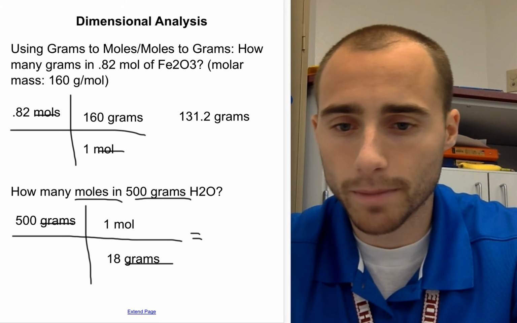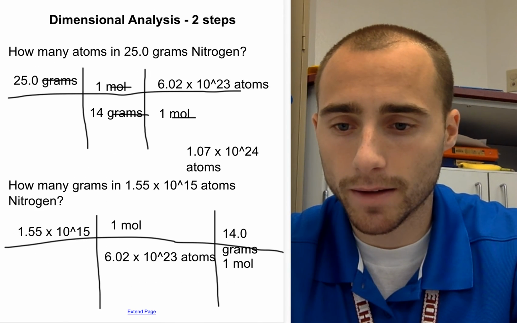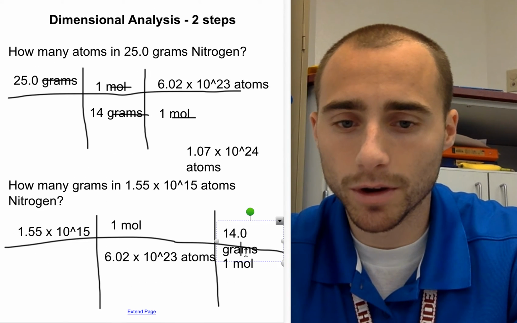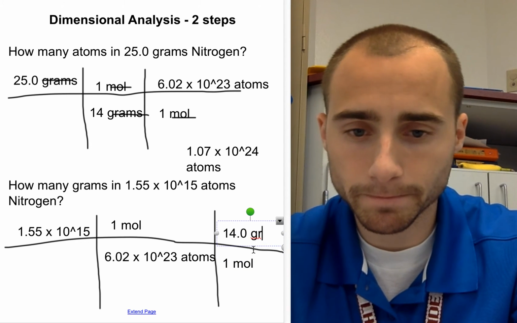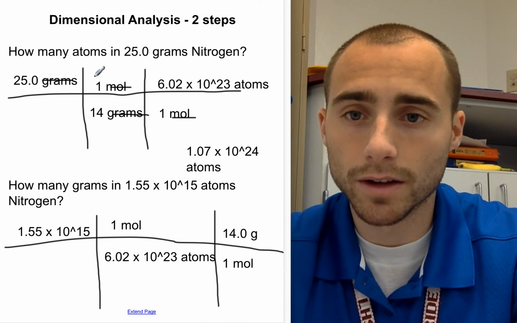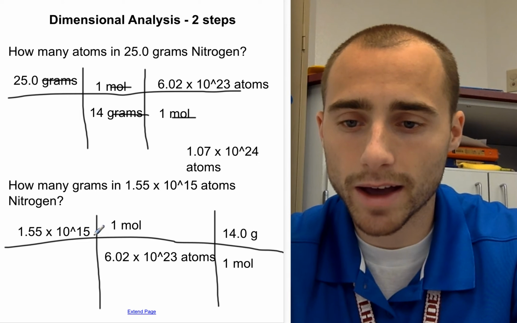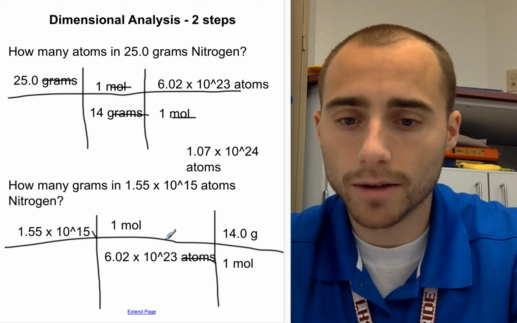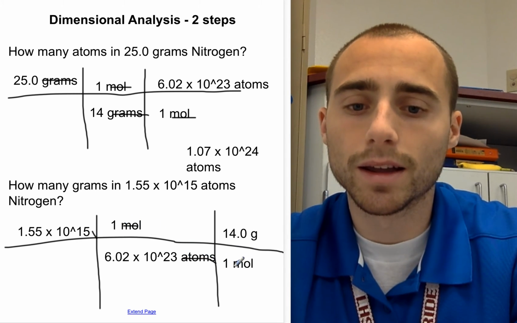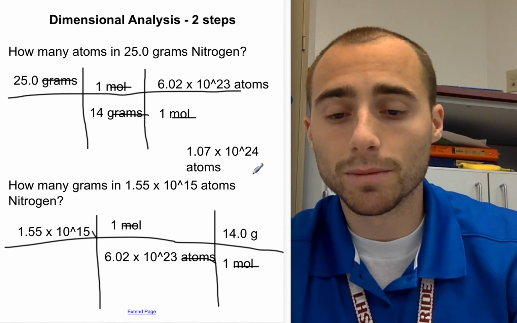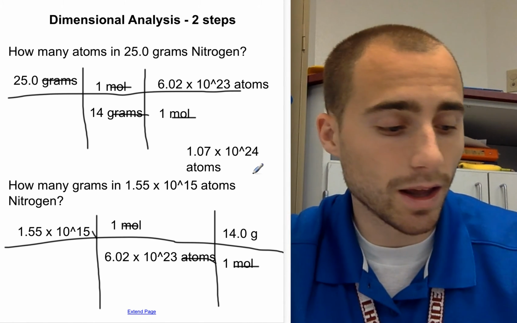Oh, man. My bad. Go back. Okay, 14.0 grams right there, and that's awesome because that allows us to cancel out atoms right here. Atoms cancel out, moles cancel out, and then you just simply multiply and divide, and you get your answer.